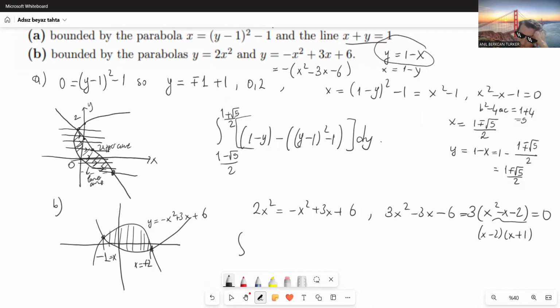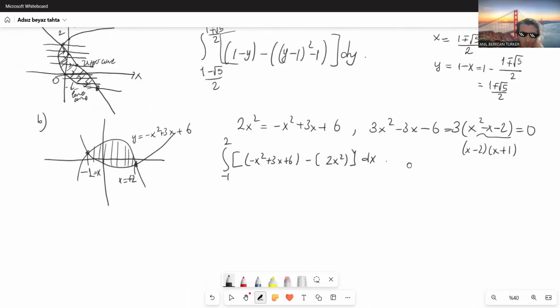So the integral in terms of x from minus 1 to 2. What is the upper curve? This inverse parabola. Minus x squared plus 3x plus 6 minus 2x squared dx. Okay, this will give me the area between these two curves.